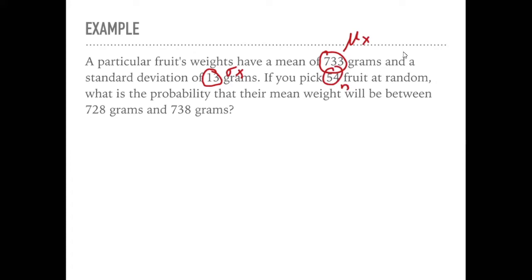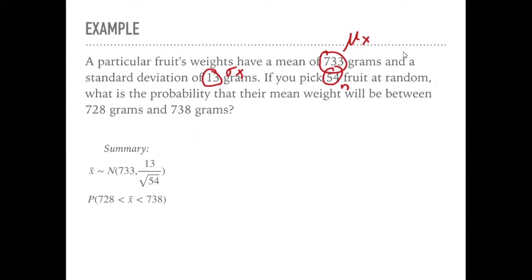And then we're looking for the probability of being between 728 and 738. Now, we have a large sample size. So since we have a large sample size, it doesn't matter how our data was distributed. We know that we can use the central limit theorem here. The central limit theorem says that our sample means will be normally distributed with a mean of 733 and a standard deviation of 13 divided by the square root of 54.